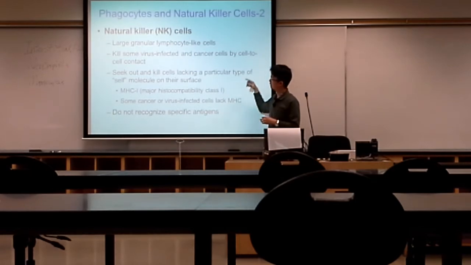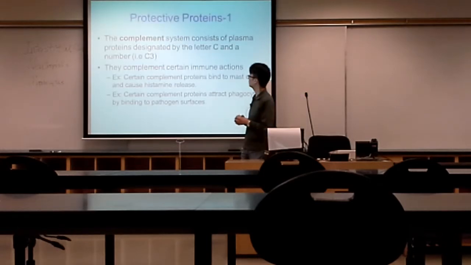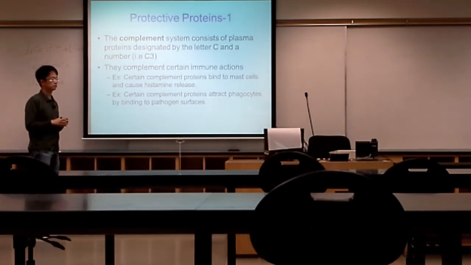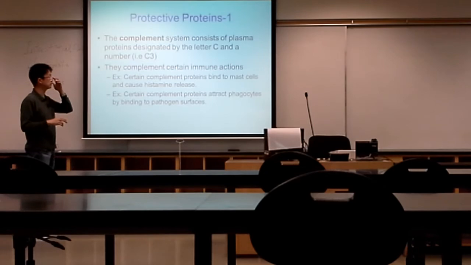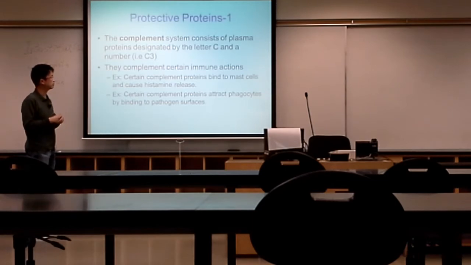But natural killer cells cannot recognize other antigens. And then we have protective proteins. For example, complement is part of the innate immune response. Complement is a form of protein that always starts with the letter C and a number.